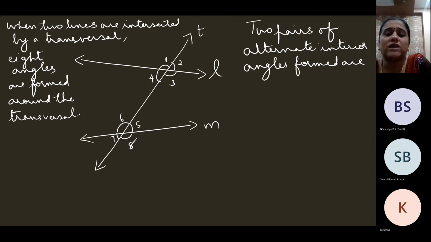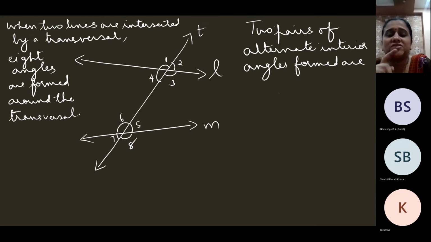So we call them angles that lie on the same side of the transversal. Angle 1, 4, 6, and 7 lie on one side of the transversal. Angle 2, angle 3, angle 5, and angle 8 lie on the other side of the transversal. All right. Now alternate angles. When we say alternate angles, we are talking about a pair of angles.